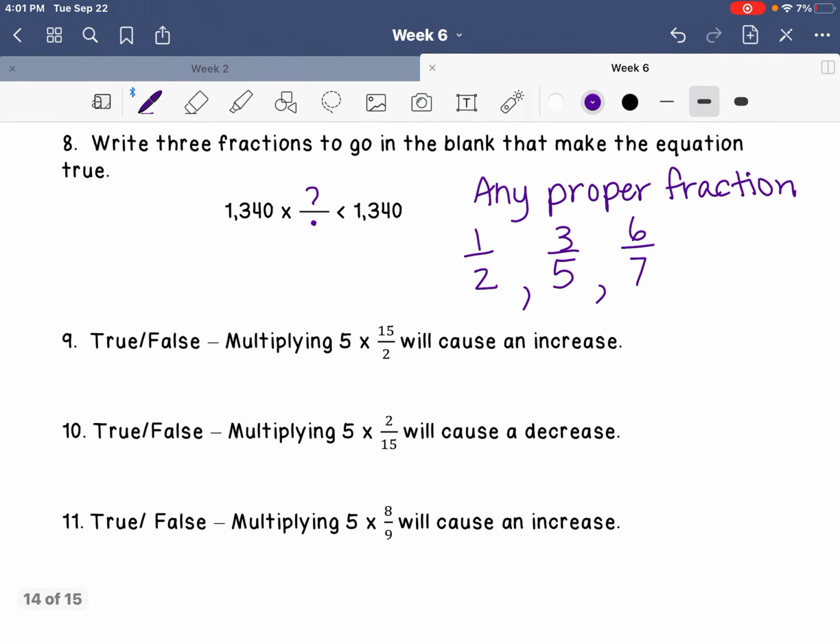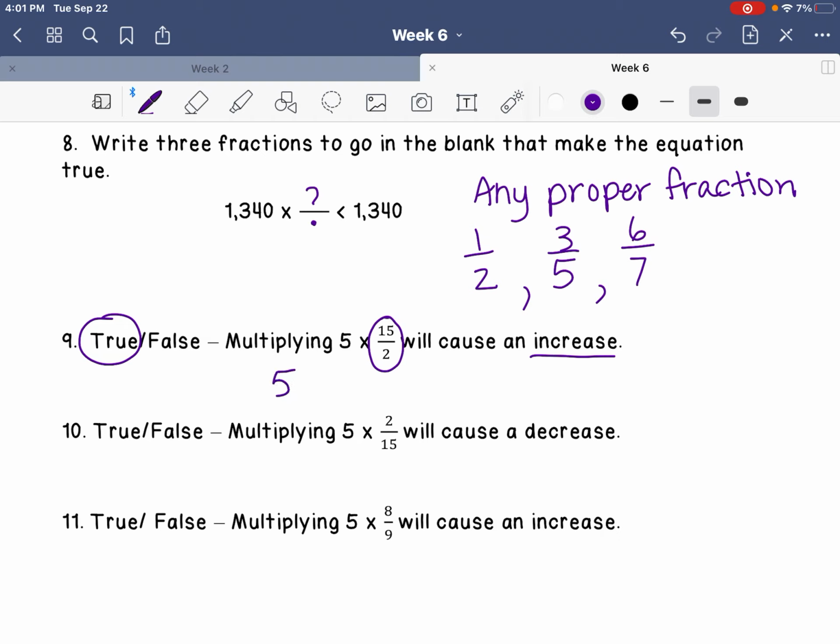Okay, these are some true and false questions that have to do with increasing and decreasing. Hopefully you paid close attention to what causes an increase and what causes a decrease. So number 9, true or false? Multiplying 5 times 15/2 will cause an increase. And 15/2 is an improper fraction, and when you multiply by an improper fraction, that will cause an increase. So that is true. Let me just prove that to you.